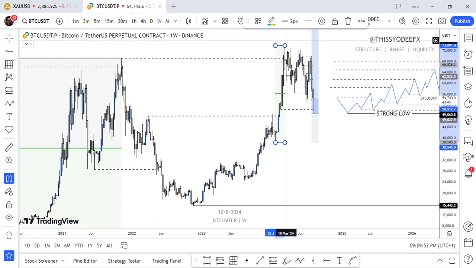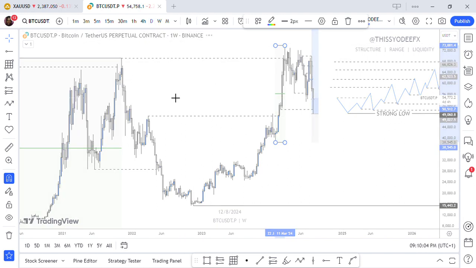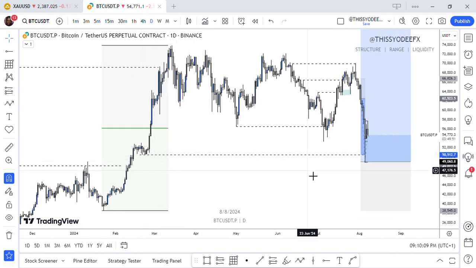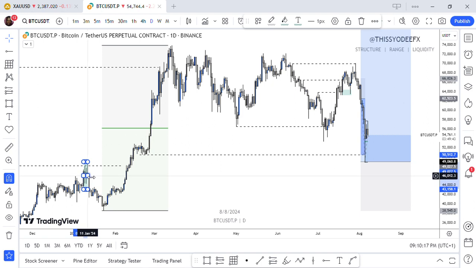Now within this range, this is the liquidity that forms below our 50% at the discount. So now on the daily time frame, we expected price to come down here, and price did. So this was our POI. This was the POI.